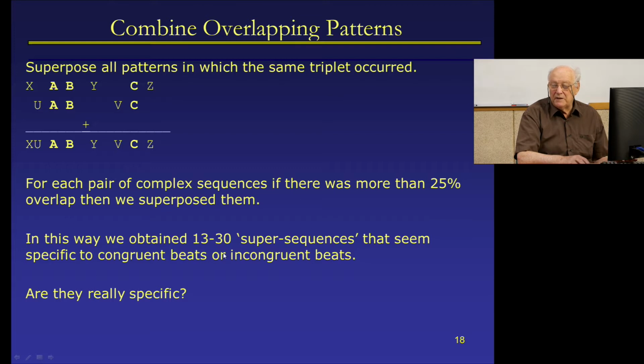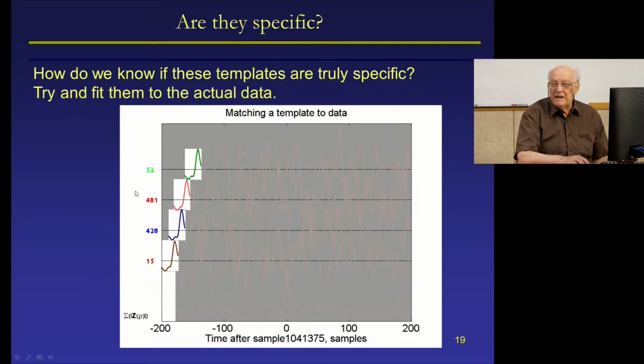In this way, we obtain between 13 and 30 super sequences that seem specific to congruent bits and others that seem specific to incongruent bits. Now, are these really specific? To test this, we build an analog structure as follows.